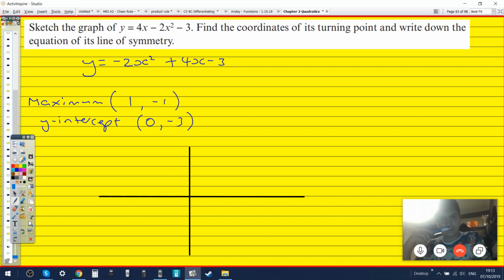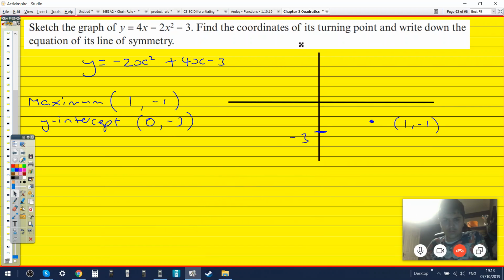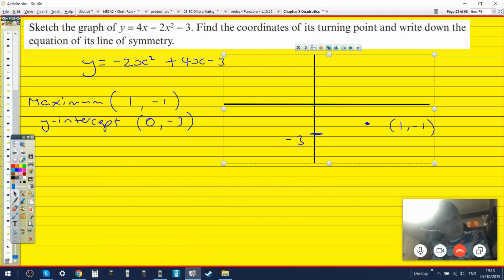Let's see. So the y-intercept is 0 minus 3, so that's in the bottom half of the y-axis. The maximum is 1, minus 1: 1 right, 1 down. Let's say that's there. And so, oh wow, how will I do the graph? I might just have to make it a bit longer. Much longer.